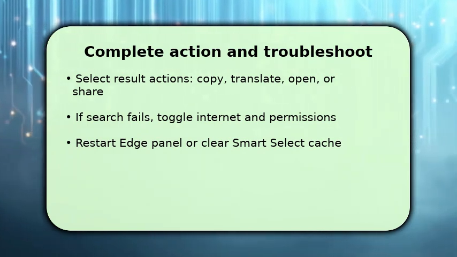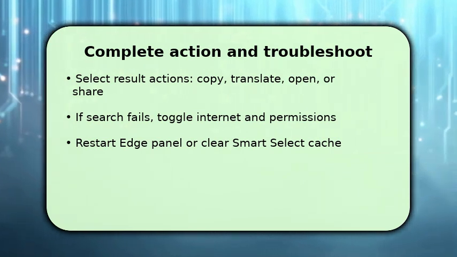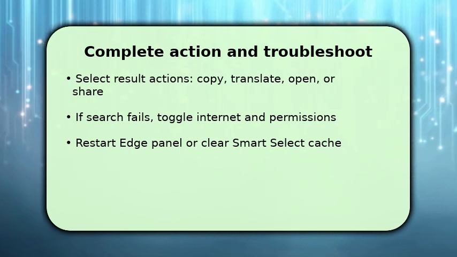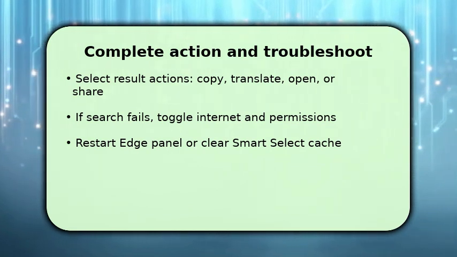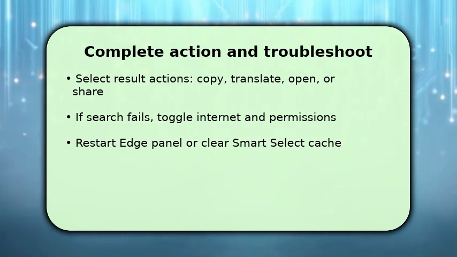If results don't appear, check you have internet and granted Smart Select permission to access apps, then retry. If problems persist, restart the Edge panel or clear Smart Select cache in settings. This fixes stale data and restores the circle search flow so you can try one more time.